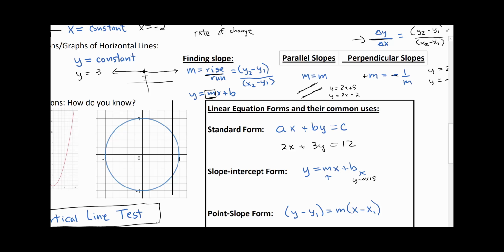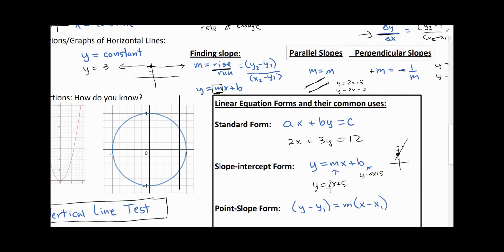And once you plot the b value where it touches the y-axis, so if you have y is equal to 2x plus 5, you'd plot the point where it touches the 5. The slope is 2, or that invisible 2 over 1. So up 2 over 1.